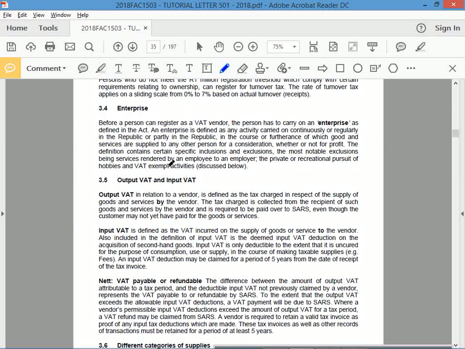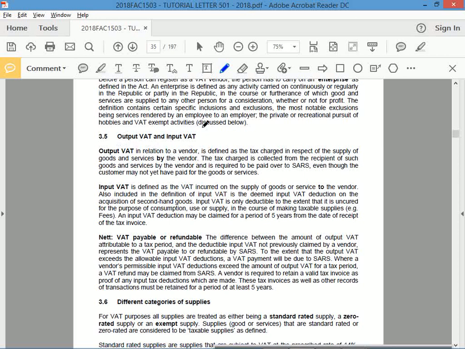Here they just talk about the enterprise, which is obviously the business. Then they talk about input and output. If you're looking to highlight keywords, those would be keywords, and the word liability would be important there, and the word asset would be important there. Then they talk about the net, which is what we've spoken about in your notes. You either have a refund or an amount that's payable. It depends which is bigger.